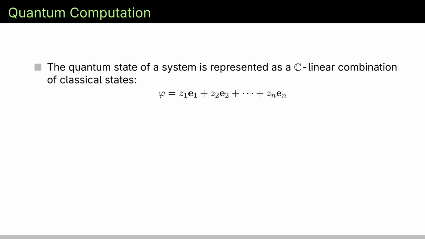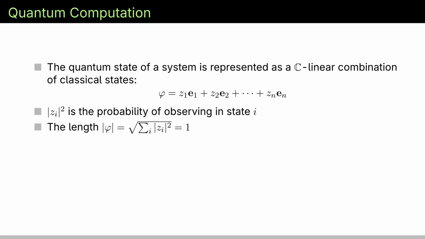We also use linear algebra to represent quantum systems. If we have a system that classically has states 1 through n, we can represent its quantum state as a complex linear combination of the classical states. The length squared of each of the coefficients represents the probability that when we observe our system, we will observe it in state i. So of course the sum of these probabilities has to be 1.